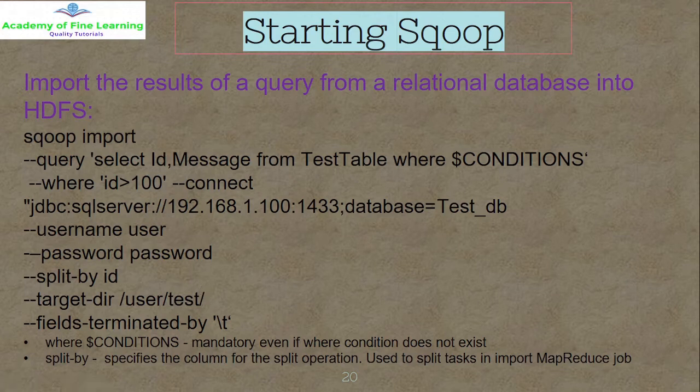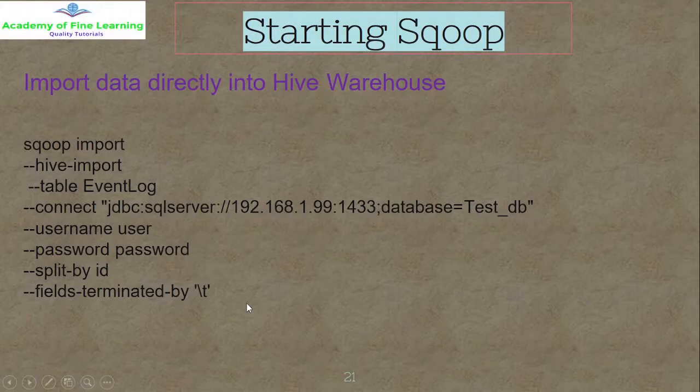Now we are importing data directly into Hive, into the Hive warehouse. I'll not give much focus on it, as I gave the last example with an entire explanation. You just want to check it out once. So we are also using Sqoop import, and we are specifying specifically Hive import. Check it out. The table you are writing is event log. How to connect to the SQL server at this particular IP, the database is also the same, test_db. Username and password you are giving, you are splitting by ID and fields terminated by \t. So directly you are importing into Hive, into this particular table, event log.